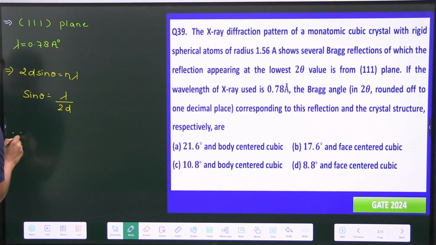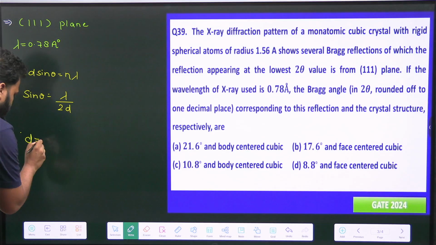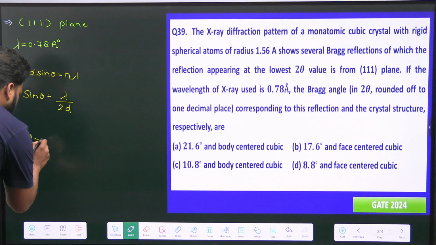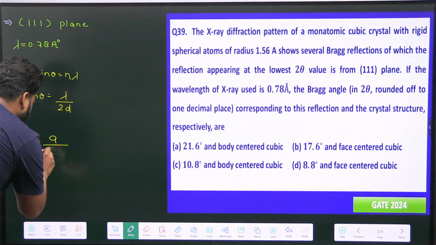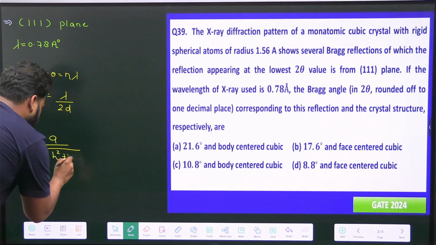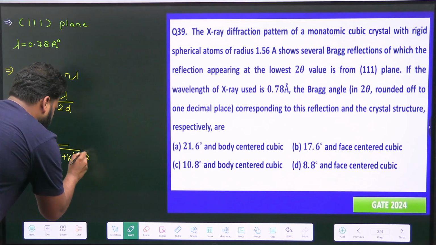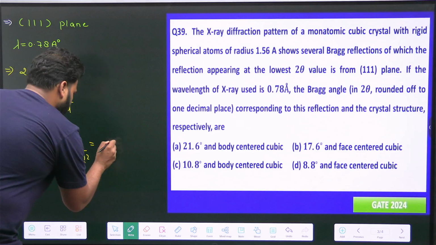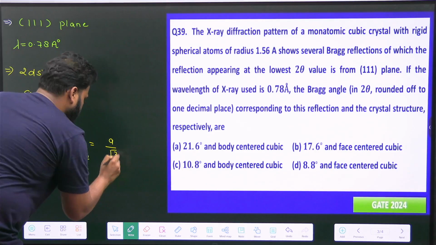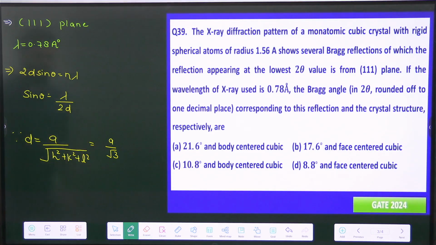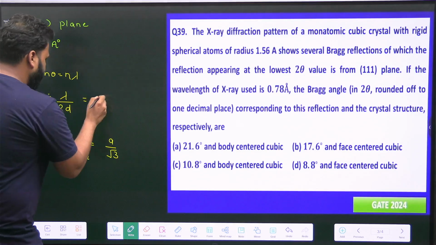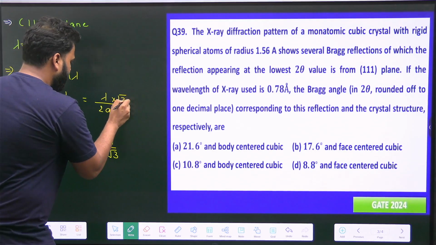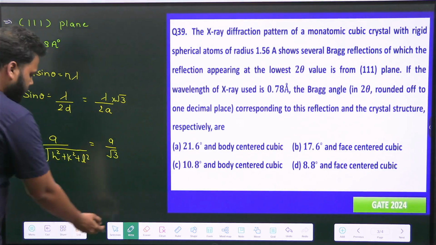And we also know that the interplanar spacing d, since this is a cubic crystal, is equal to a over root under h square plus k square plus l square, and the value of hkl is 111. So it will be basically a by root 3. So d equals a by root 3. So sin theta will be lambda over 2a times root 3. Okay, this is our equation.